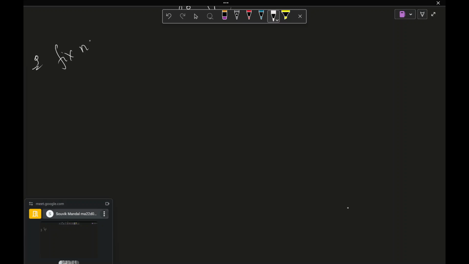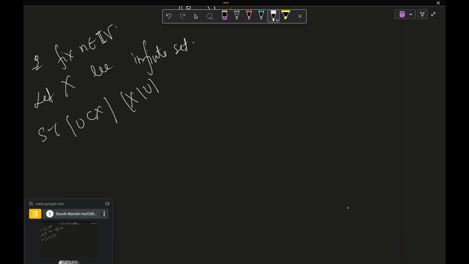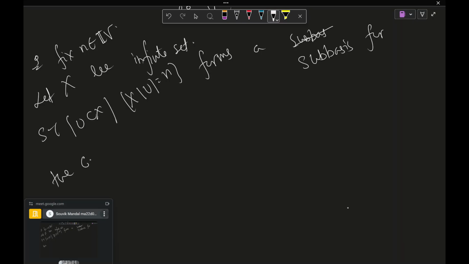So fix a positive integer n, and let X be infinite. Show that the collection of U subset of X such that X minus U has exactly n elements forms a subbasis for the cofinite topology. Alright.